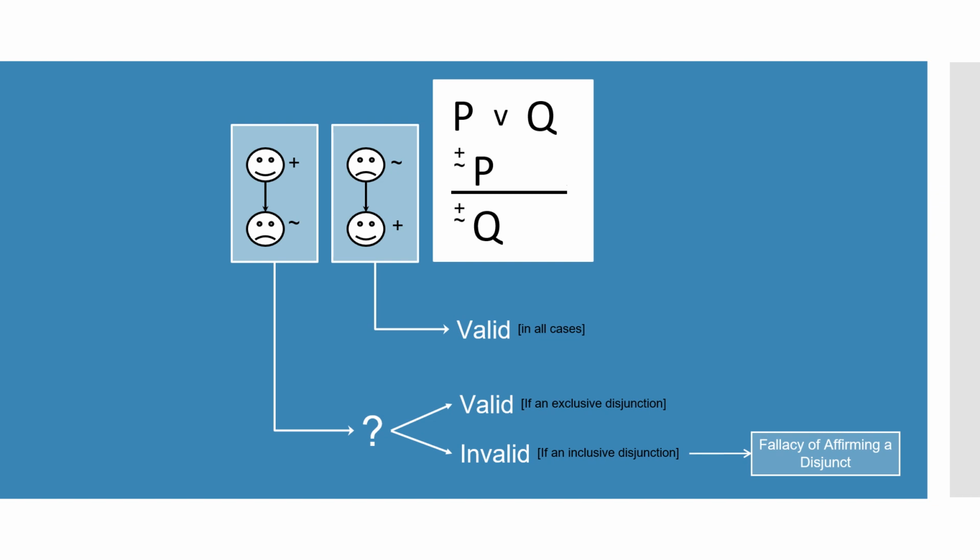So this is the only time that you actually bump into this particular fallacy. A fallacy of affirming a disjunct is when you affirm in the second premise to deny in the conclusion, and it is an inclusive disjunctive proposition. And that pretty much sums up the whole of what we need to know about disjunctive propositions.